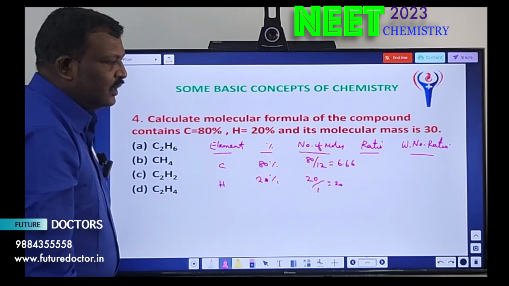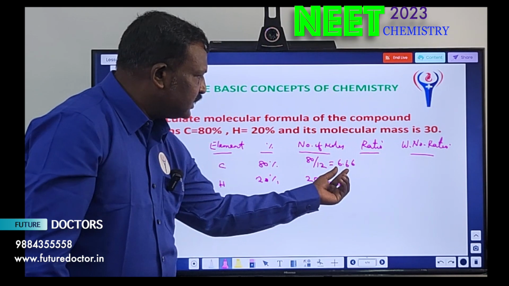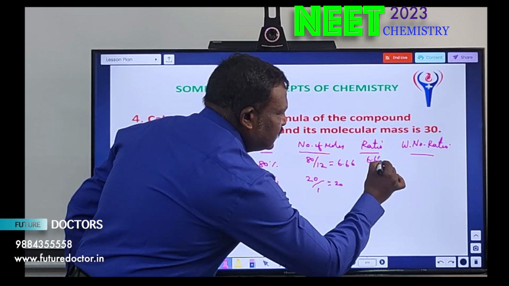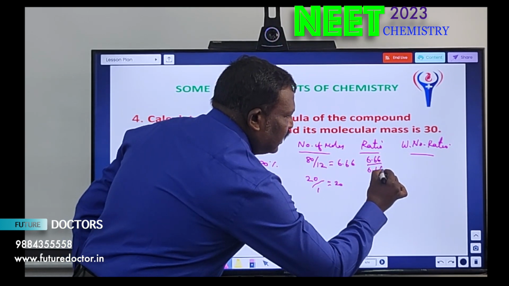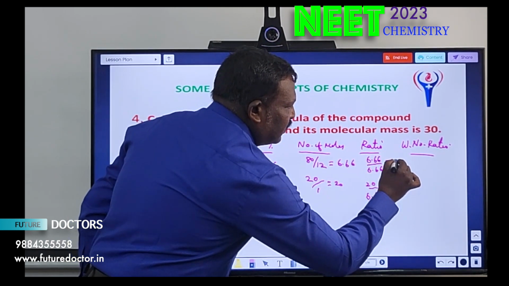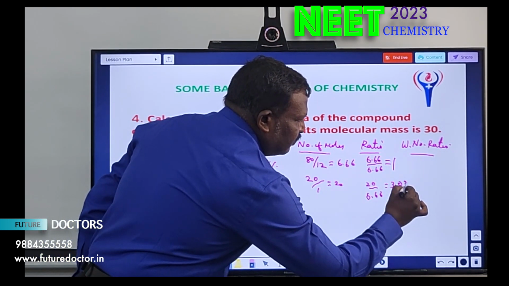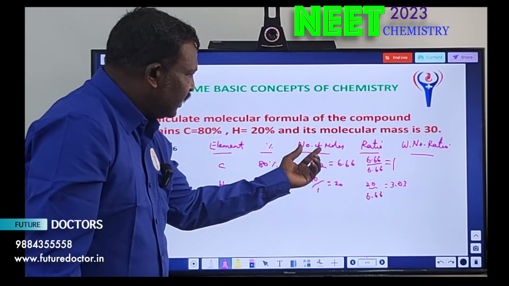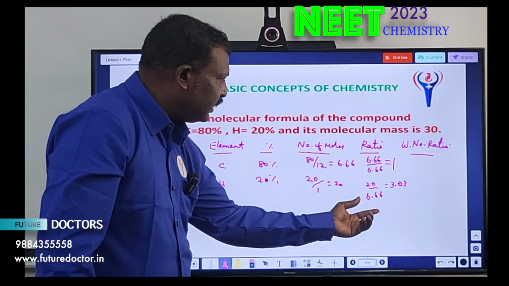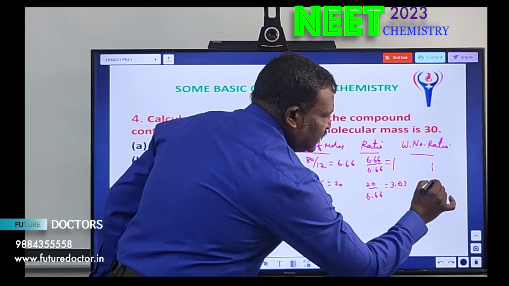Then in this column, which is the smallest value? 6.66 is the smallest value, so we divide each by the smallest value. 6.66 by 6.66 is approximately 1, and 20 by 6.66 is approximately 3, 3.03 is coming. So we can consider 1 and 3.